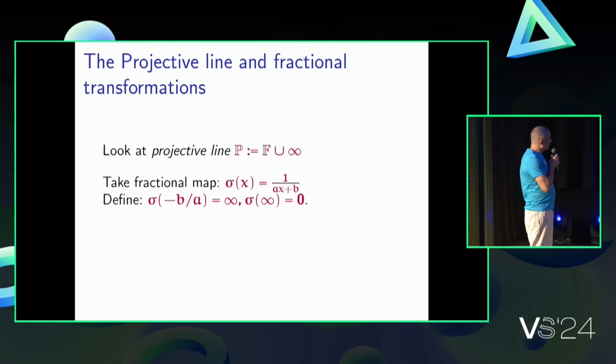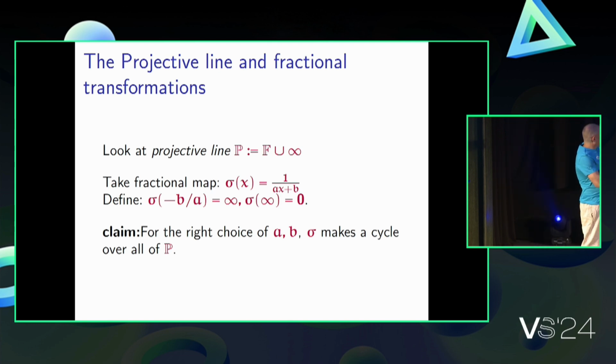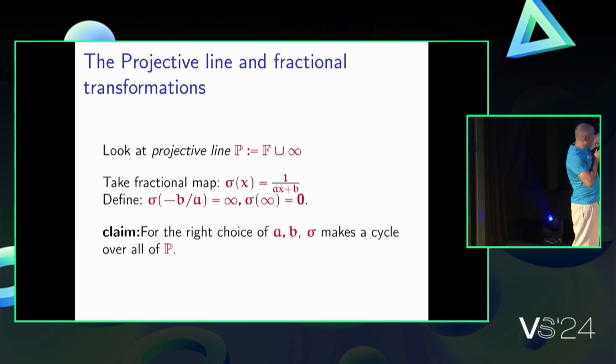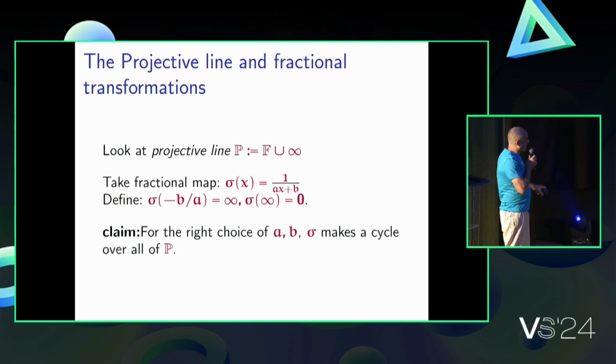Okay, so we defined the map sigma, and indeed you can look in the paper of Li and Xing and see that really there is some choice of a and b such that sigma will be a cycle over all of the projective line.